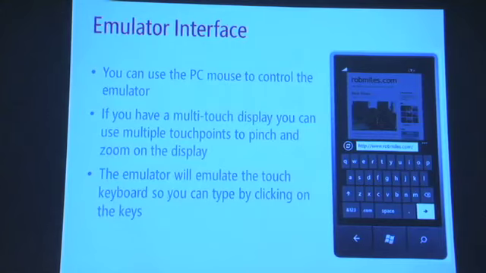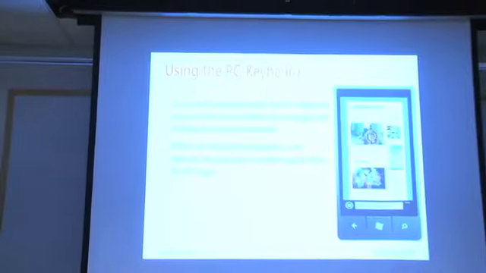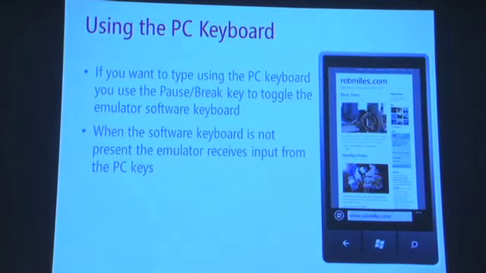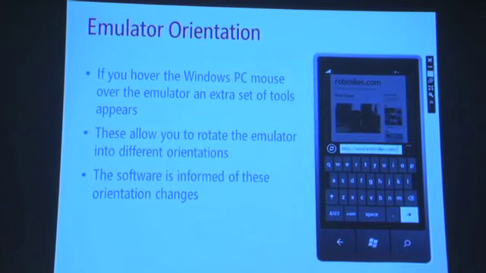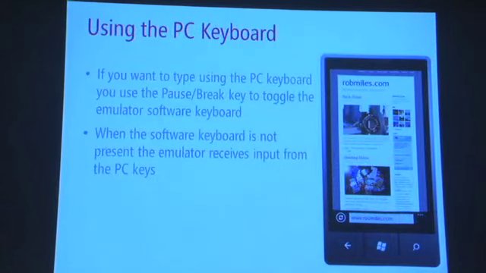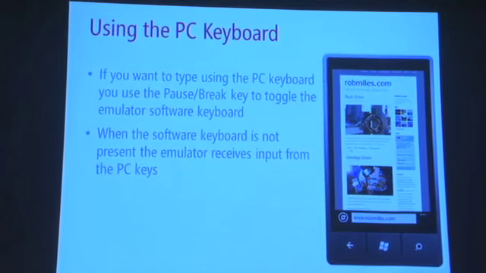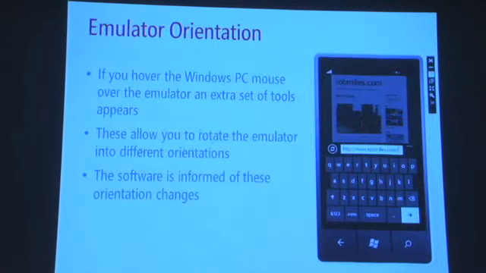There's a way you can actually use your keyboard instead of clicking with your mouse, and we'll show you that. It's basically hitting Page Up. Using the PC keyboard, it says over here Pause Break, but you can also use Page Up. That's easier for me. And again, let me go back to that slide. That gives you the ability to type without using the emulator keyboard. Just use your own physical keyboard.